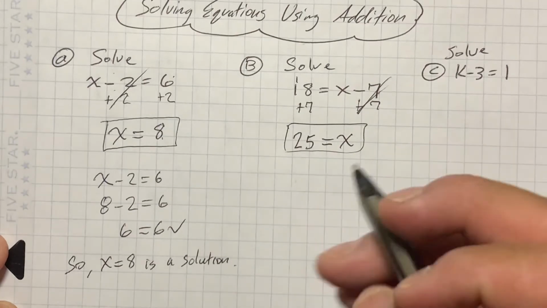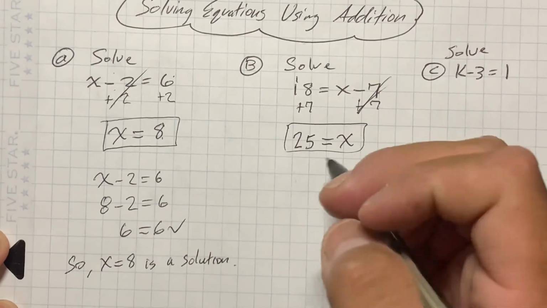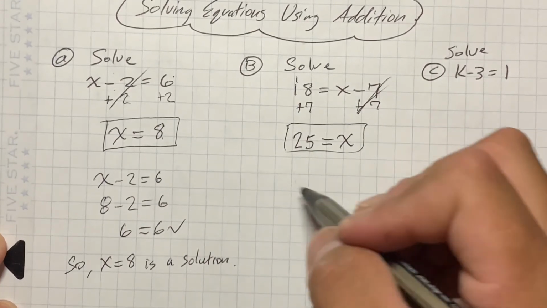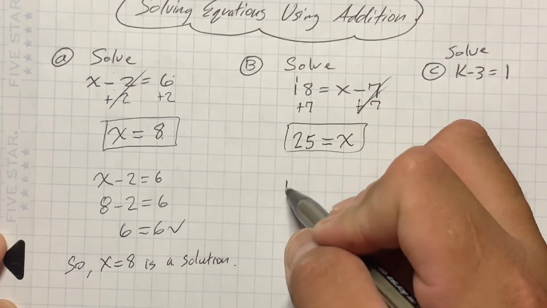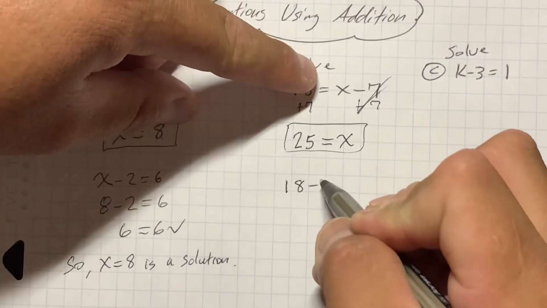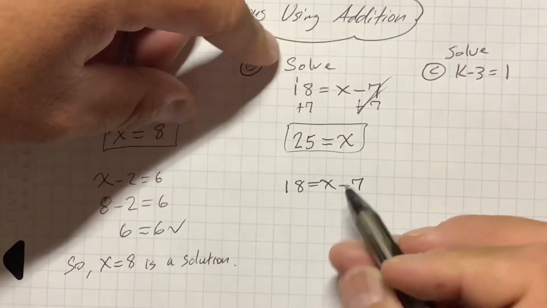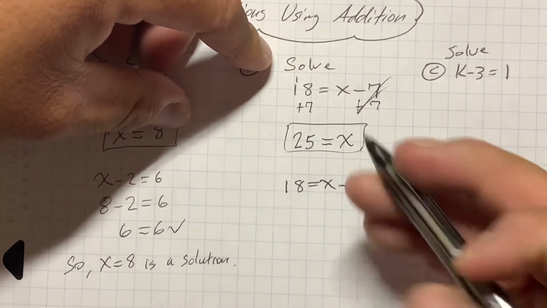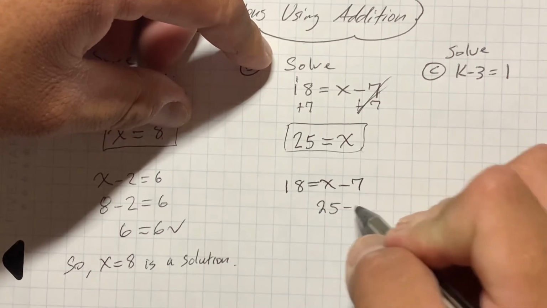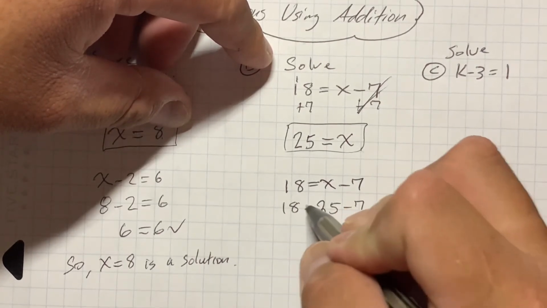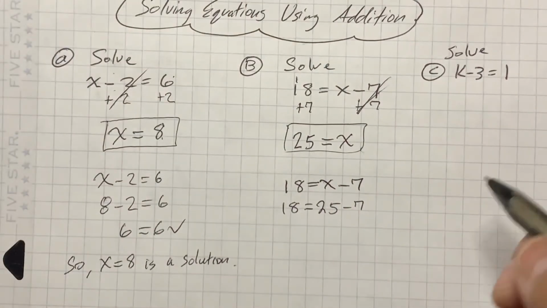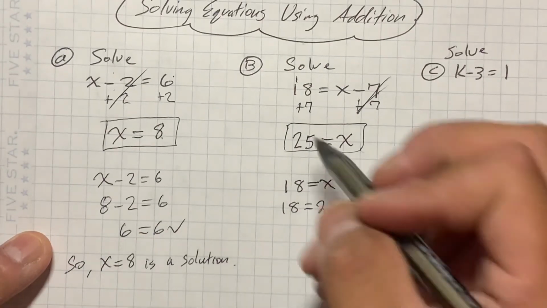Now to see if this is a solution, if x equals 25, we're going to rewrite the original equation. 18 equals x minus 7, and we're going to substitute 25 for x. 25 minus 7 should equal 18. So again, I'll just stack it.